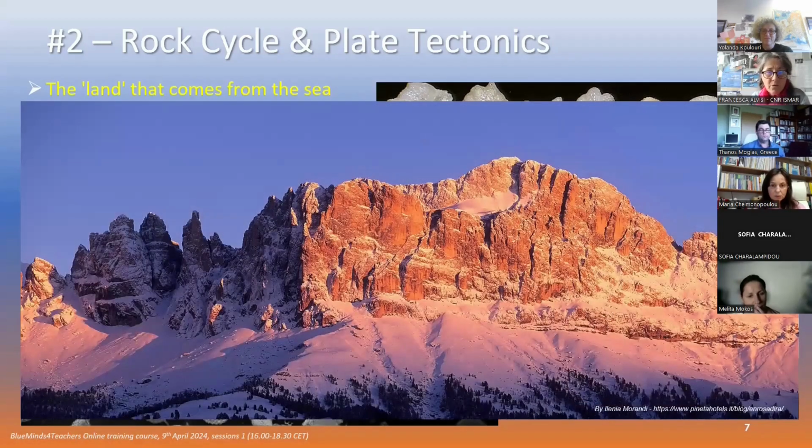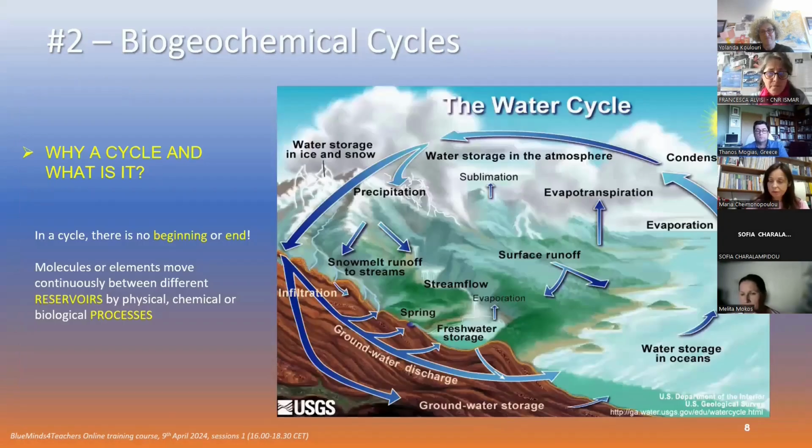And then one of the most famous, at least in Italy, are the Dolomites. And the Dolomites mountains used to be coral reefs. So this is another wonderful example of rocks originated from the sea.